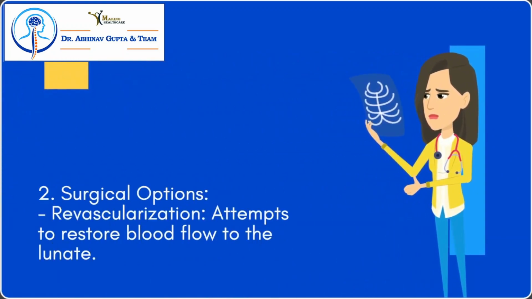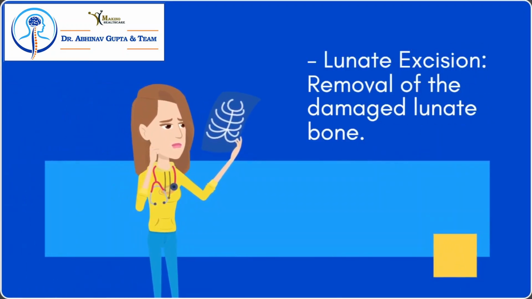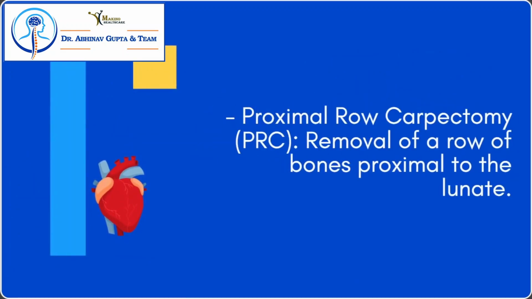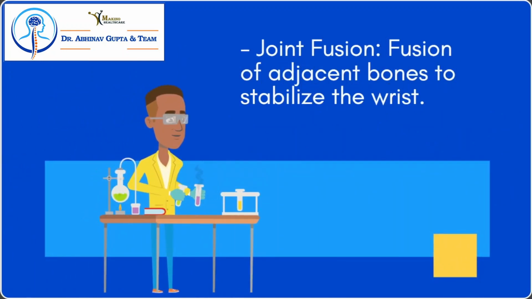2. Surgical options, revascularization, attempts to restore blood flow to the lunate. Lunate excision, removal of the damaged lunate bone. Proximal row carpectomy, PRC, removal of a row of bones proximal to the lunate. Joint fusion, fusion of adjacent bones to stabilize the wrist.